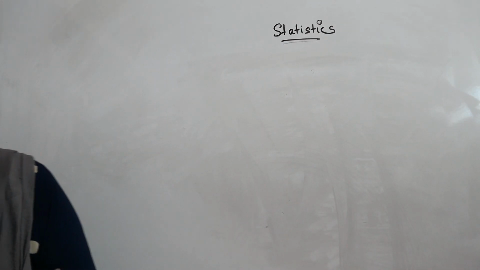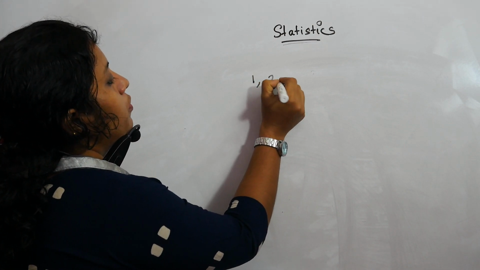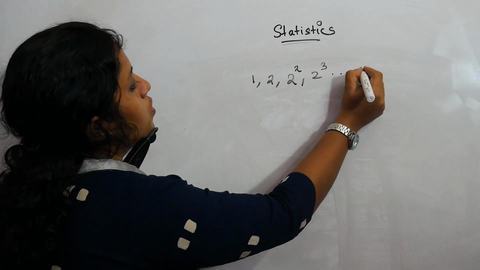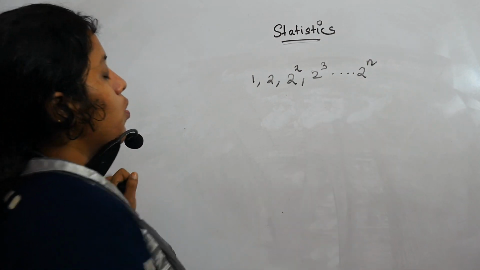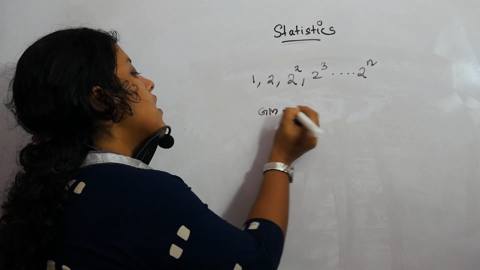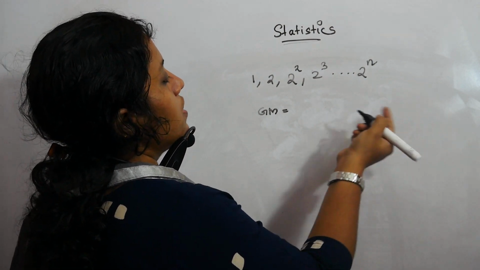Okay. Now I'll show an example for geometric mean. What is the geometric mean of 1, 2, 2 square, 2 cube, etc., up to 2 raised to n? What is the formula for the geometric mean? It is x1 into x2 into etc., up to xn, the whole raised to 1 by n.